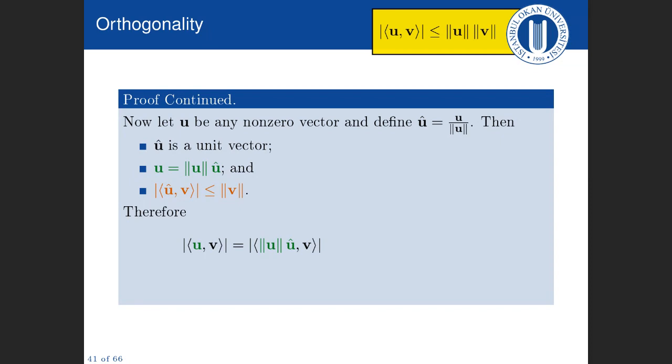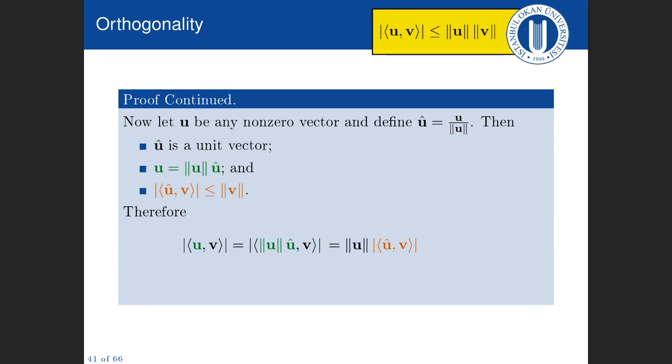Now I want to prove that the Cauchy-Schwartz inequality is true for u and v. We have the absolute value of the inner product of u and v, that's the absolute value of the inner product of norm of u times u hat, comma v. The norm of u is just a number. We can take a number outside of an inner product, and it's just a positive number, so we can take it outside of the absolute value. Norm of u multiplied by the absolute value of the inner product of u hat and v.